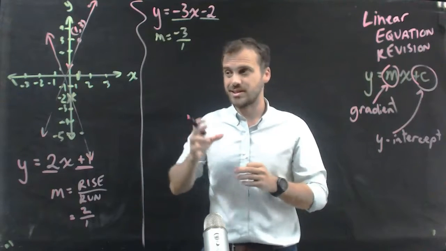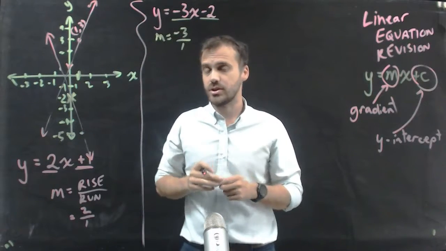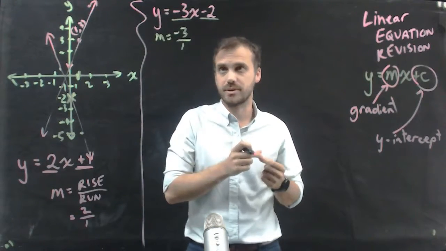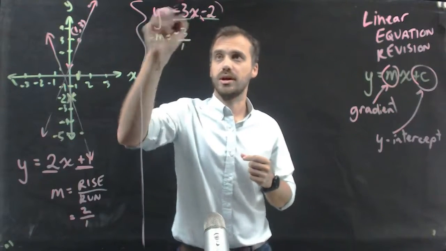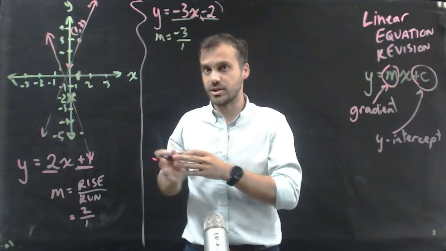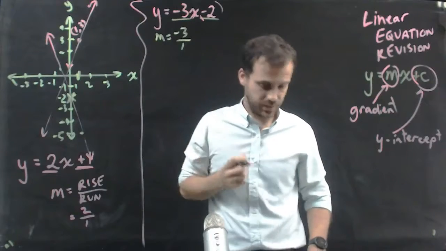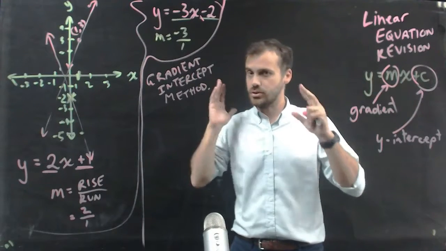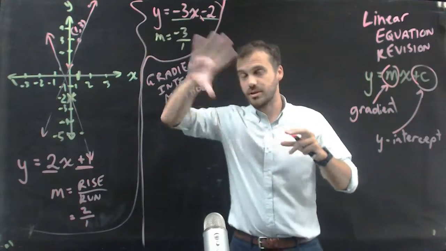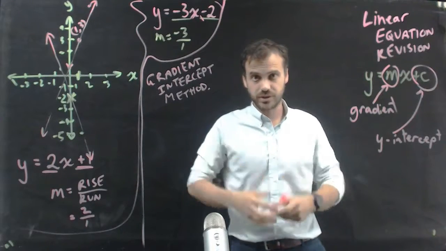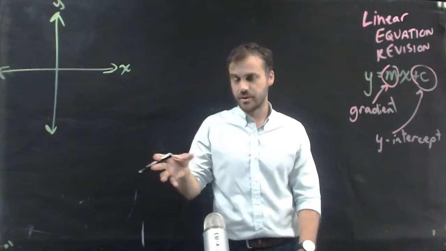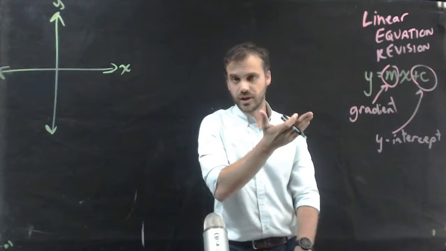What I've been doing here is sketching these linear equations using the gradient-intercept method. I know the intercept, I know the gradient, so I can sketch it using the gradient-intercept. I have sketched those lines using the gradient-intercept method. You should be able to do that. So that was the gradient-intercept method of sketching, given you know the function.